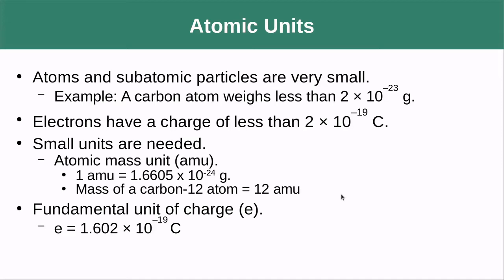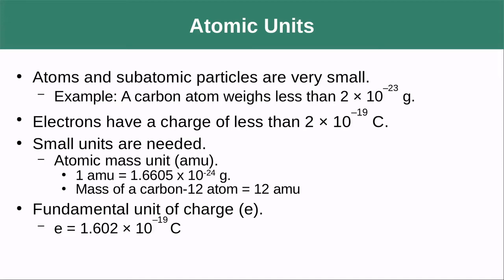So atoms and subatomic particles are really small. They have really small values. To make this convenient to write, we're going to define some small units so that we don't have to express everything with these really large negative exponents. So we start off with the atomic mass unit, AMU.